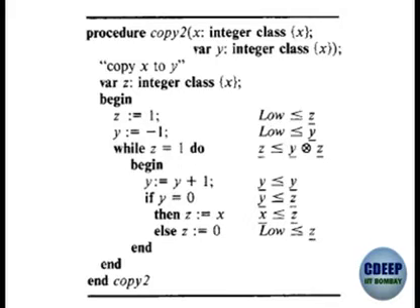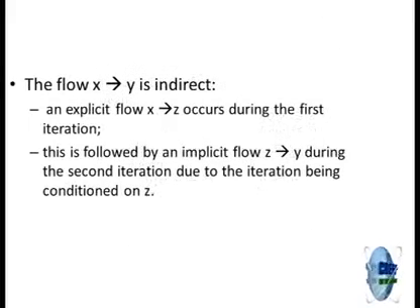So these are the constraints that you can automatically generate and see whether the conditions are going to be satisfied, kind of a framework. So which essentially means the flow is indirect: an explicit flow X going to Z occurs during the first iteration. This is followed by the implicit flow during the second iteration due to the iteration that is being conditioned on Z.